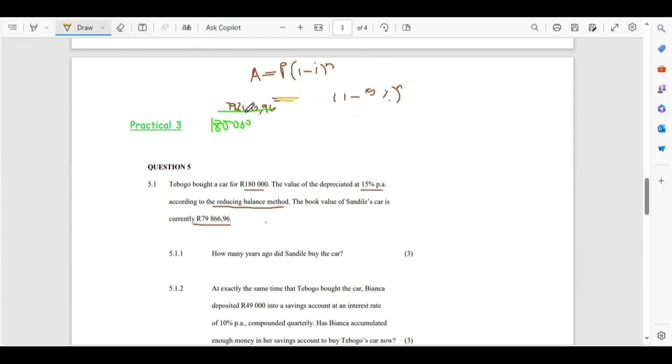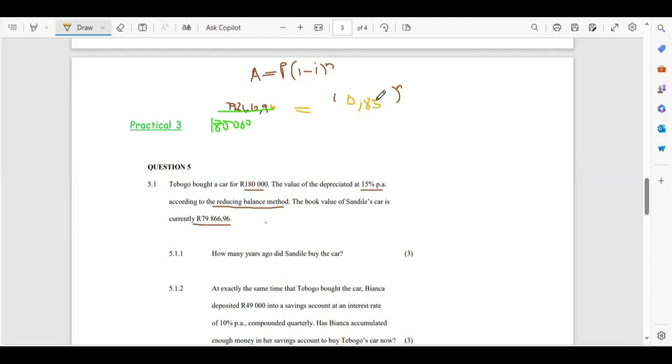So 79,866.96 all over 180,000 is equals to 1 minus 15% to the power n. And now if I simplify this 1 minus 15%, or punch it into my calculator, I get 0.85. So okay, let me just write this properly. So here it was 96, and this is equals to 0.85 to the power n.